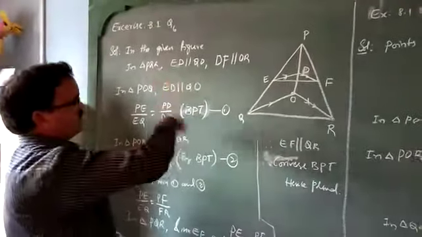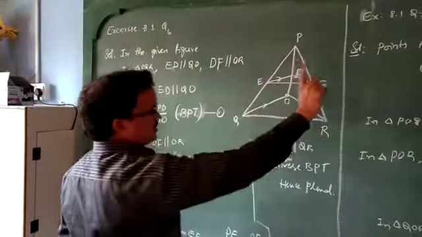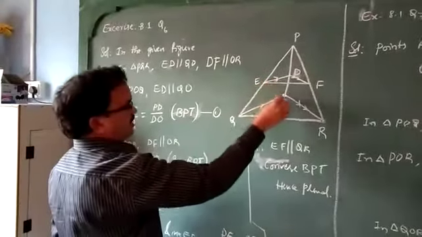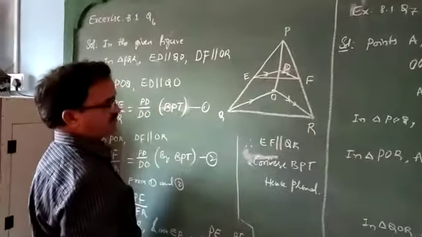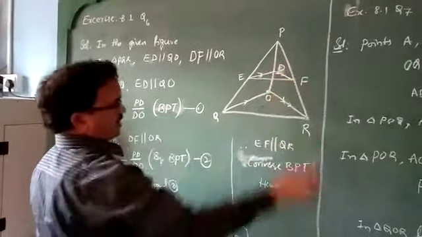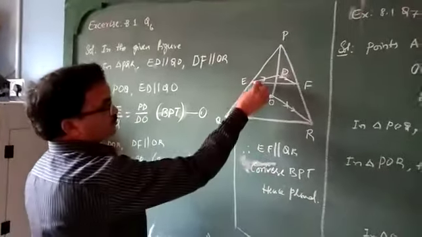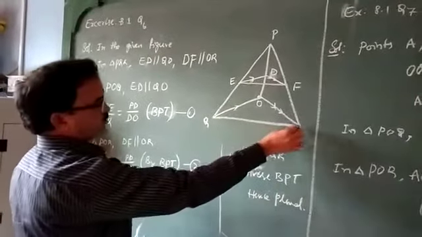In the given figure, this figure I will give in the examination. In this, DE is parallel to QO. Already the symbols are there, now these two are parallel. And DF is parallel to OR. You have to show EF is parallel to QR.